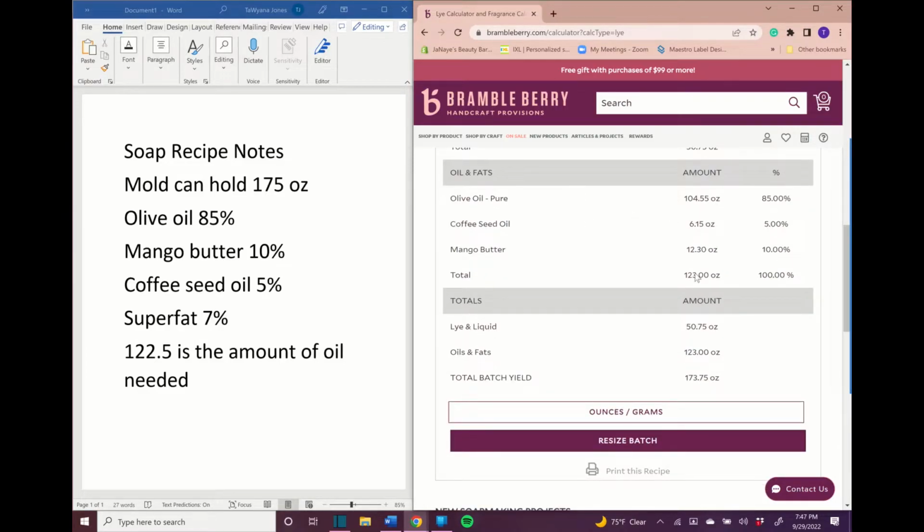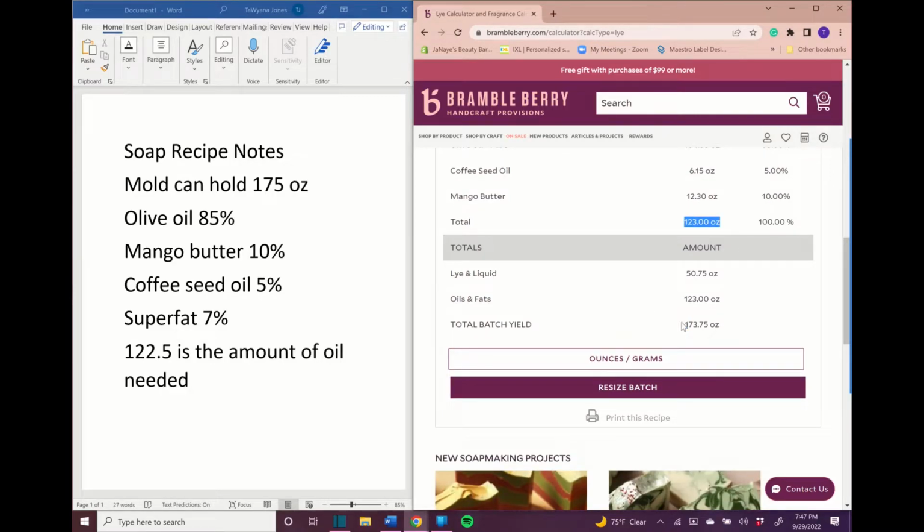And then down here, I told it the weight of my oils, and so it broke it down into the percentages that I put in. And it gives me a total batch yield of 173.75 ounces, which is actually perfect. Because if you are making soap that has fragrance oil in it, you do have that extra room to add in that fragrance oil.